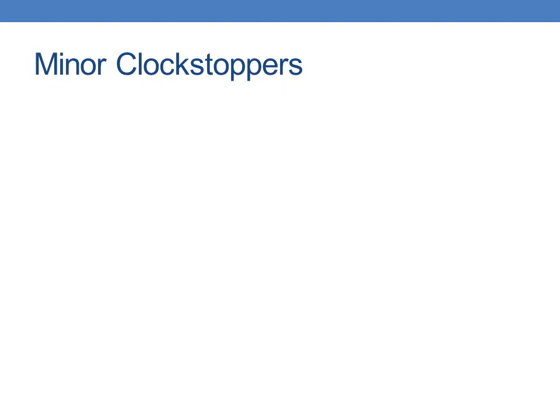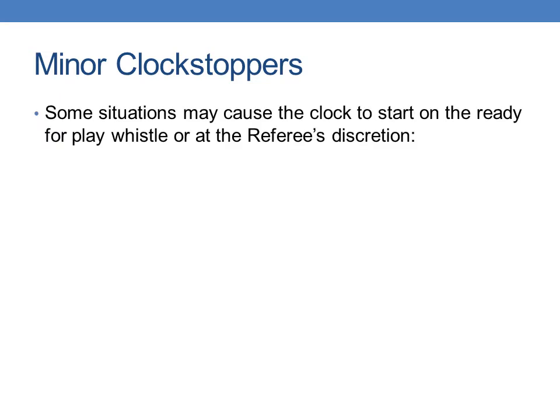So for me, the opposite of major is minor. So I've categorized these others as minor clock stoppers, and these are situations that will cause the clock to start on the ready for play or at the referee's discretion. And I've noted that here in the diagrams.